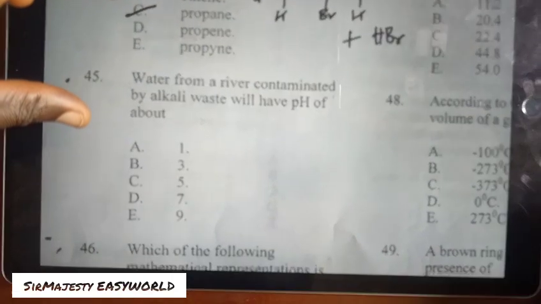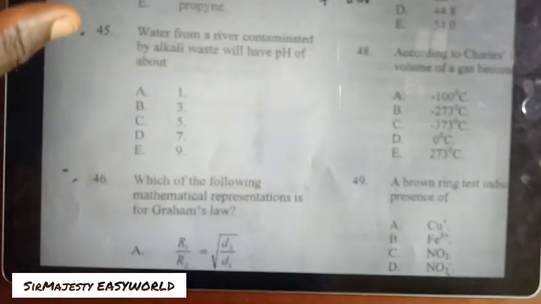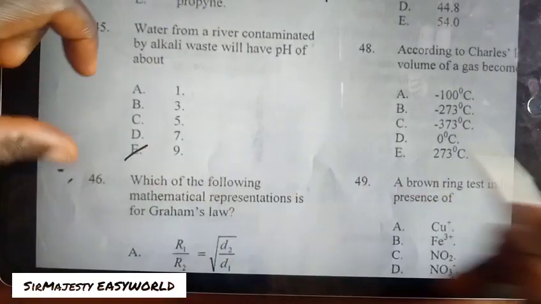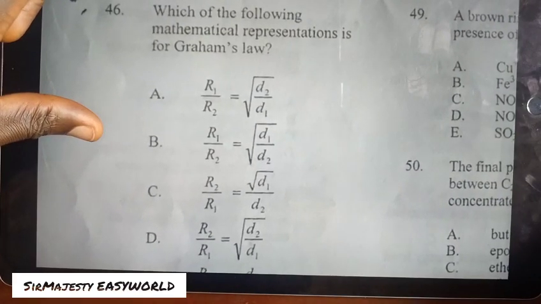Okay, that's option C. Water from a river contaminated by alkali waste. We have a pH. This is alkali waste, it has a pH of about 9, since it's alkali, because above 7 is alkali. Which of the following mathematical representations is for Graham's law?